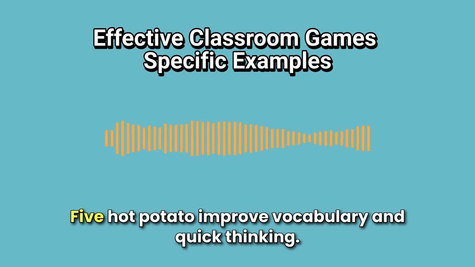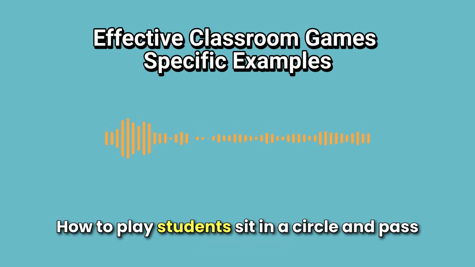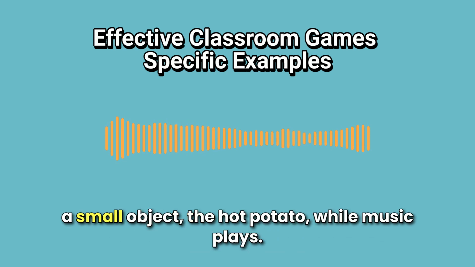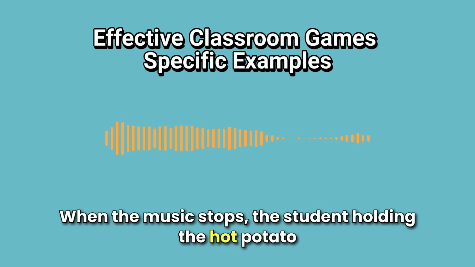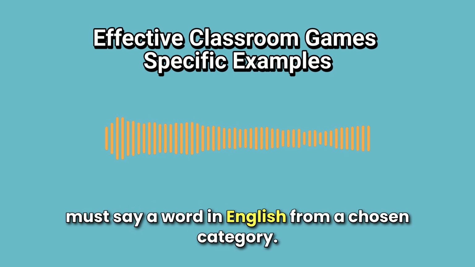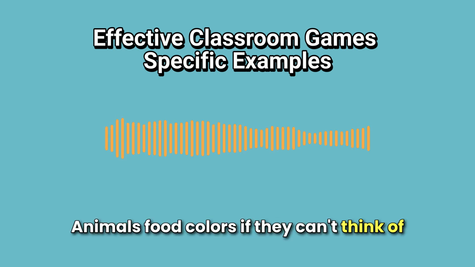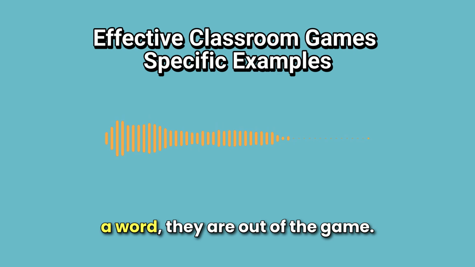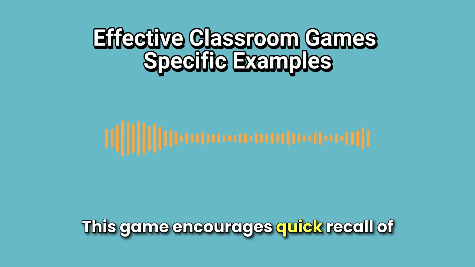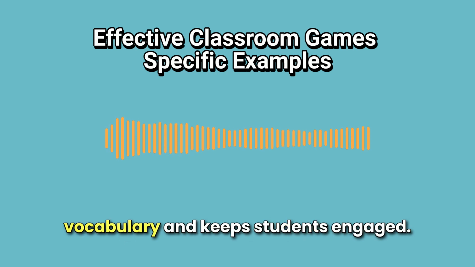5. Hot potato. Objective: Improve vocabulary and quick thinking. How to play: Students sit in a circle and pass a small object, the hot potato, while music plays. When the music stops, the student holding the hot potato must say a word in English from a chosen category, e.g., animals, food, colors. If they can't think of a word, they are out of the game. This game encourages quick recall of vocabulary and keeps students engaged.